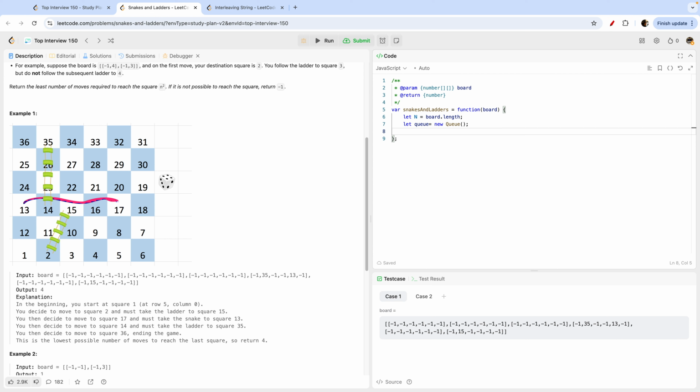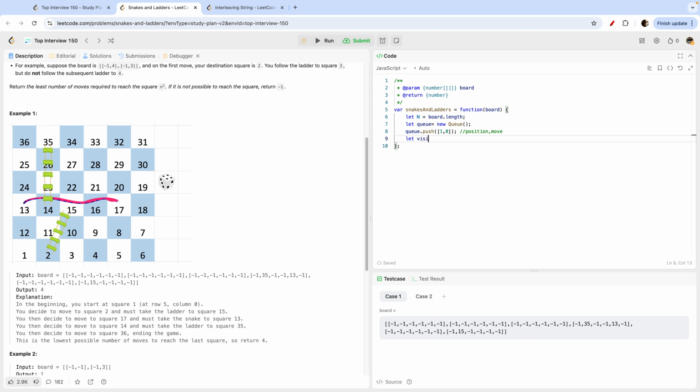Okay, and we need to push the initial position to the queue with position and move. So q.push position is 1 and move is 0. Okay, so this is position and move. Next we need to take a visited array also.